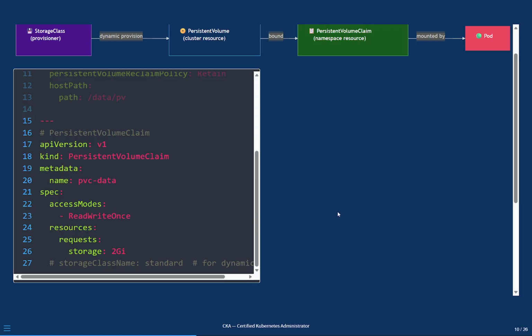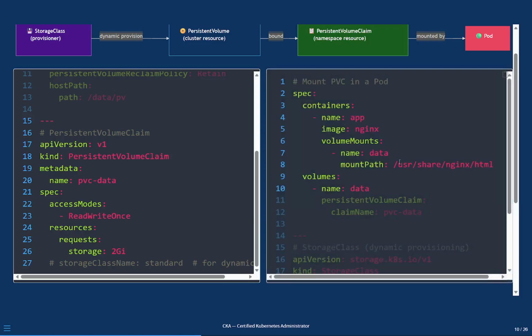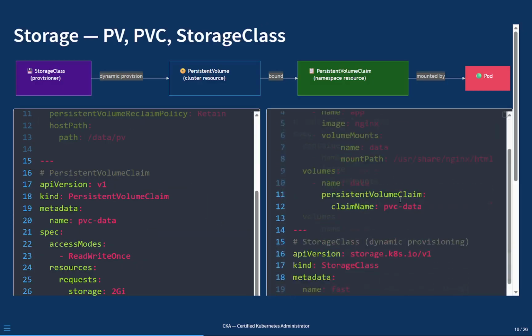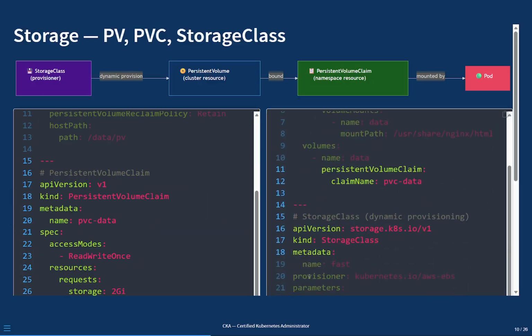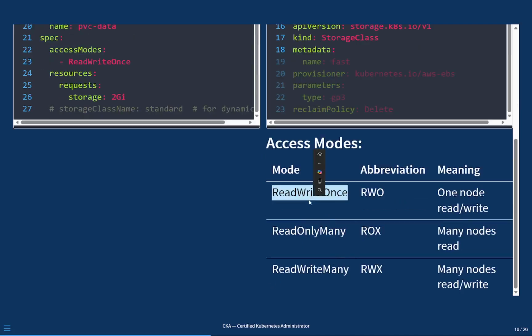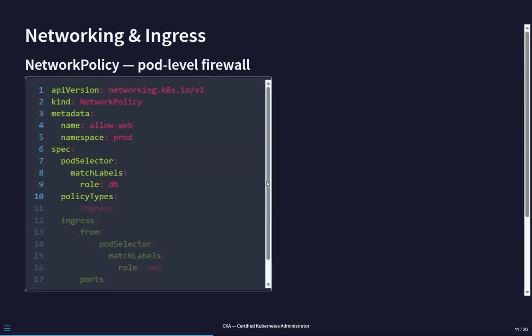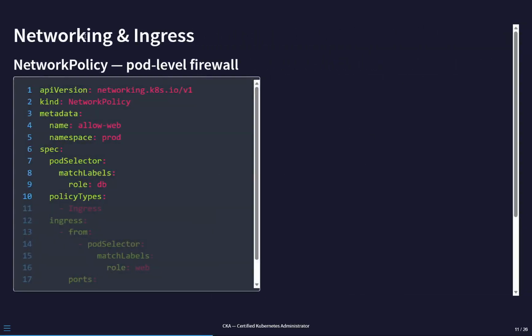The 3 access modes are critical. ReadWriteOnce: one node can read and write. ReadOnlyMany: many nodes can read. ReadWriteMany: many nodes can read and write. Not all storage backends support all 3 modes. Know that limitation. Let's talk about 2 advanced networking features, network policies and ingress.